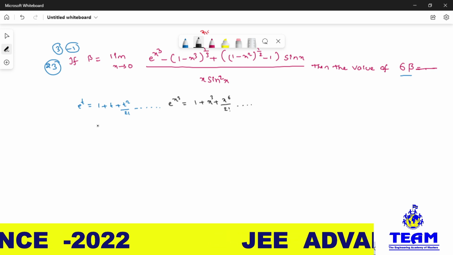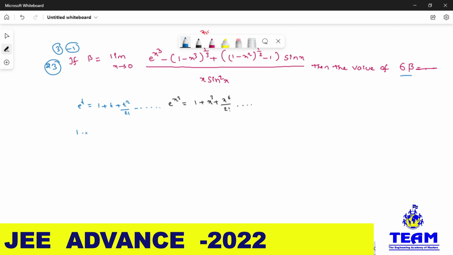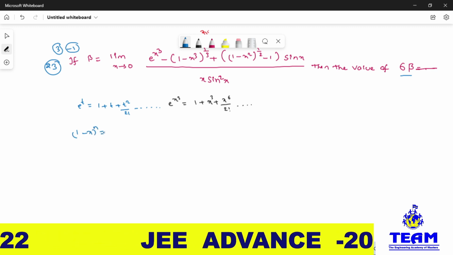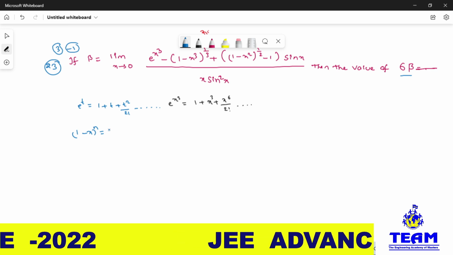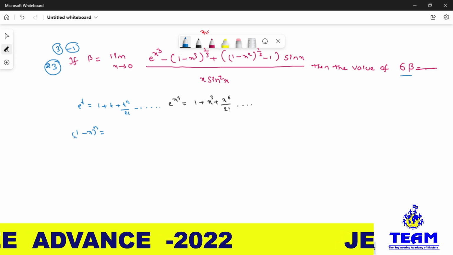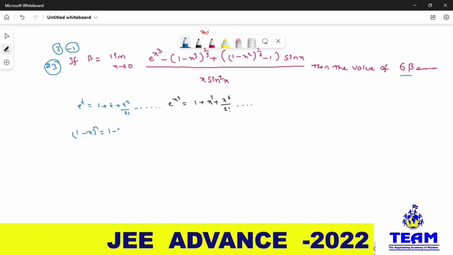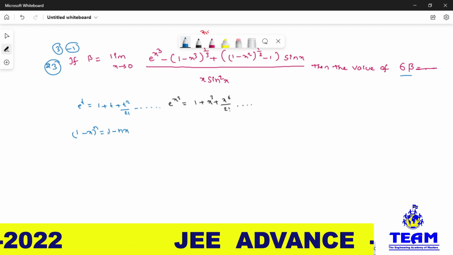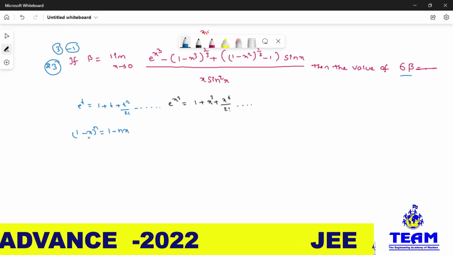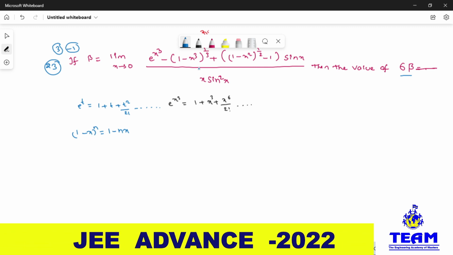Next one, 1 minus x cube whole to the power of 1 by 3. Friends, you have to recall 1 minus x whole to the power of n expansion as x tends to 0. It is very important, friends. You have to recall it for many limit problems. If it is in binomial expansion form, simply write 1 minus nx instead of the entire expansion. 1 minus nx only, where n is the power and x is here, 1 minus x form. Okay, here you have 1 minus x cube.